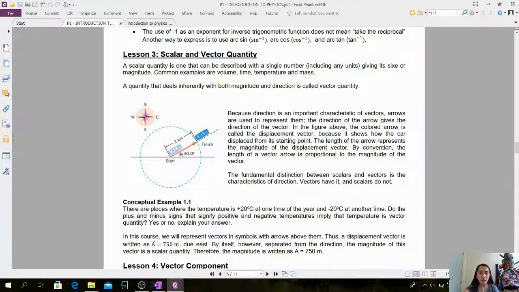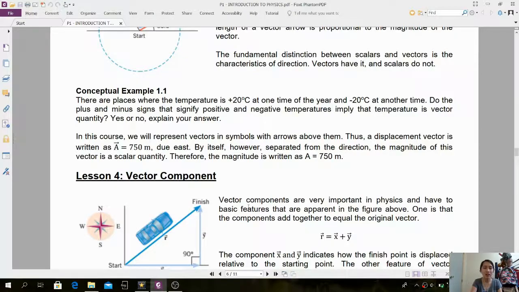And the length of the vector represents the magnitude. So, the magnitude of this vector is 2 kilometers. So, also do note that the length of the vector arrow is proportional to its magnitude. So, if the magnitude of this vector is 4 kilometers, the vector arrow should be twice as long as this one.